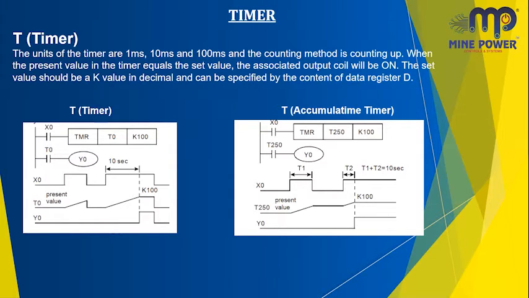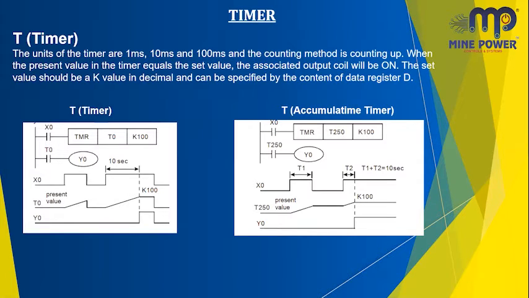What is the value you have to set? It is presented in the K value and the data register. What are the data registers? The D value. Now see, below is an example of the timer. X0 is normally open, and TMR indicates the timer. T0 is the data register. K100 is the K value. This value can be changed on the timer for the timing of the process. This K100 indicates 10 milliseconds.